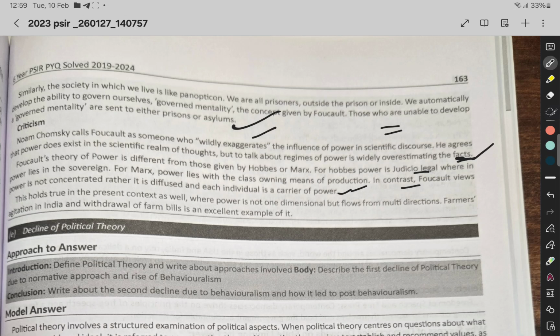So this holds true in the present context as well, where power is not one-dimensional but flows from multiple directions. The farmers' agitation in India and the withdrawal of the farm bills is an excellent example of it.